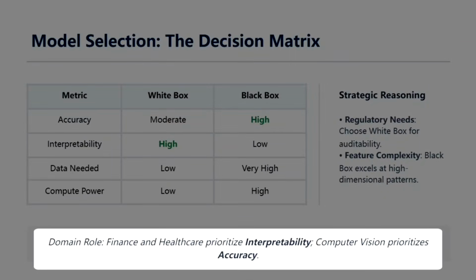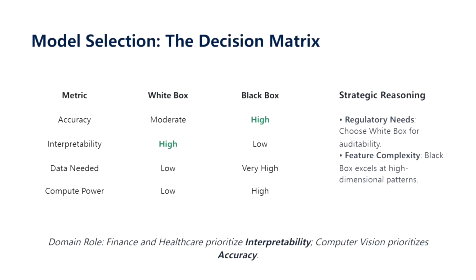Ultimately, the domain plays a massive role. Finance and healthcare prioritize interpretability to manage risk and ensure safety. However, in fields like computer vision, we usually prioritize accuracy and accept the complex nature of neural networks. Keep these trade-offs in mind as we head toward our final assessment.